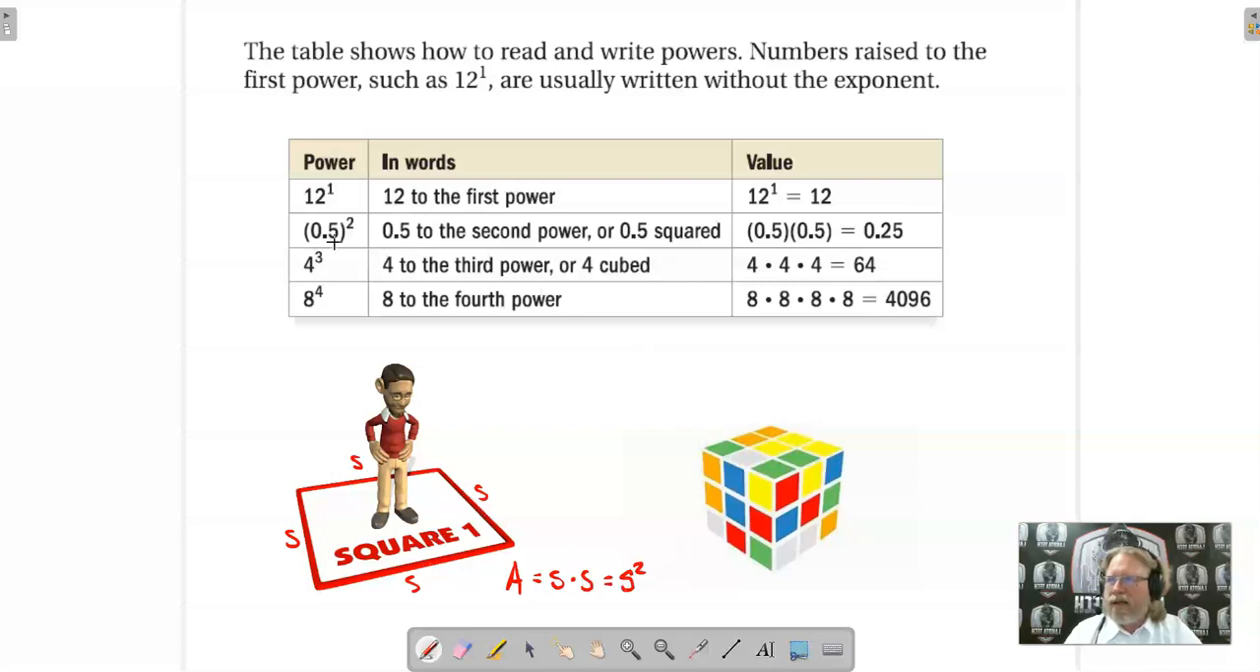So that's why anytime anything is raised to the second power, we could also call that squared instead of to the second power. Here we have 4 to the third power. So 4 is the base, 3 is the exponent. Together they make a power. And we would read this as 4 to the third power, or we could call that 4 cubed. And that would be 4 times 4 times 4, the base times itself the number of times equal to the exponent. And 4 times 4 is 16. 16 times 4 is 64.